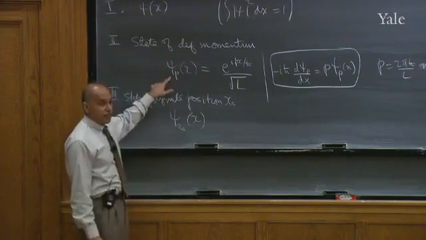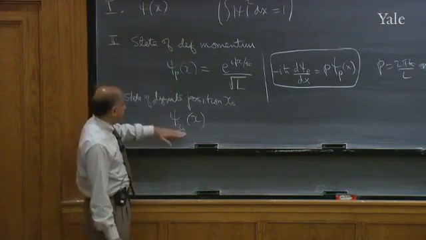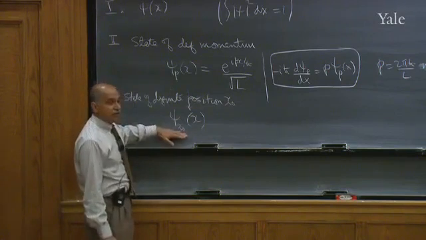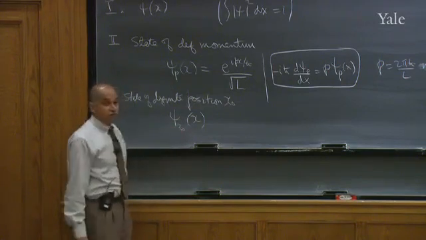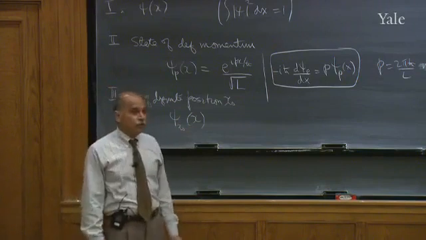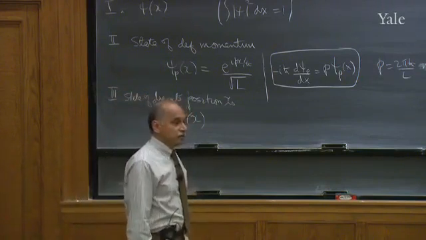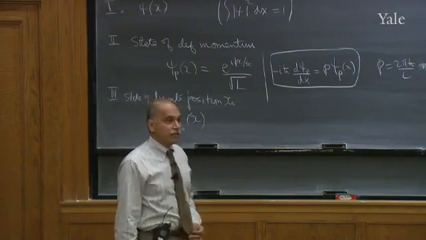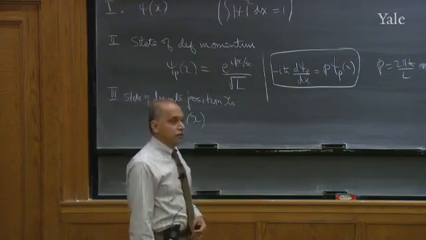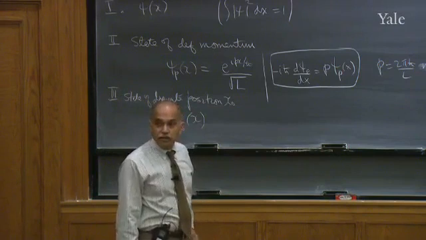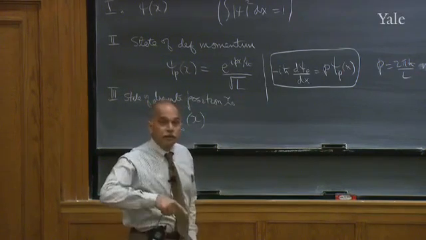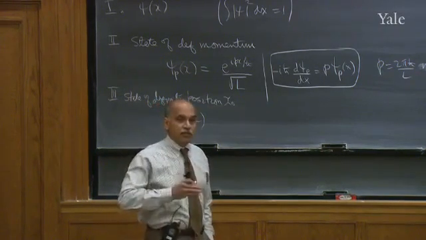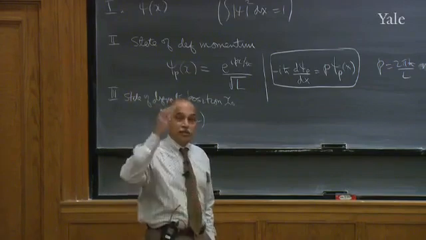What's special about the state? It's got a momentum p. What's special about this state? It's got a definite location x naught. And what is that function? I think you should know by now what that function looks like. Anybody know? State of definite x naught? Any guess? Yep. Yeah, so I'm going to make it a little simpler. It's the function I'm just going to call a big spike at x naught.